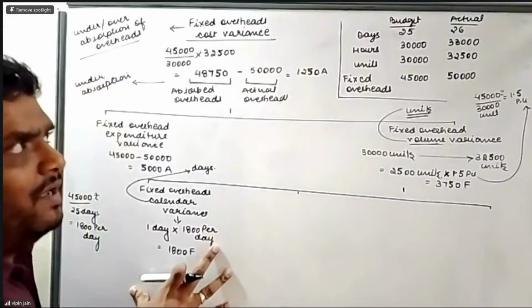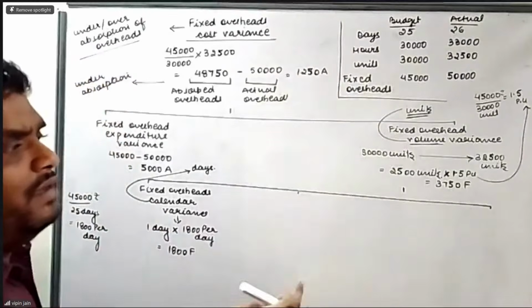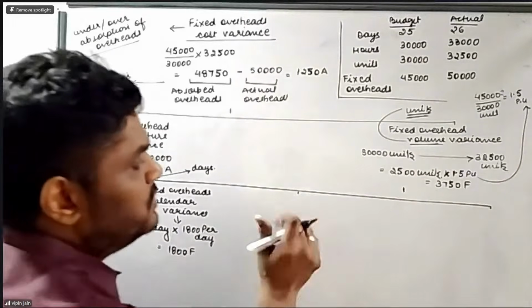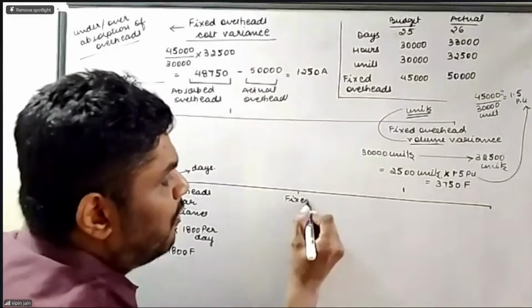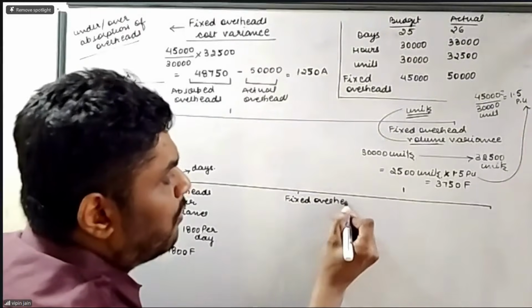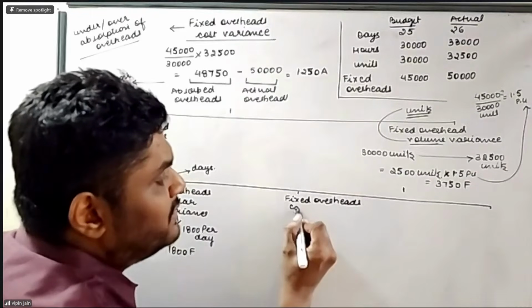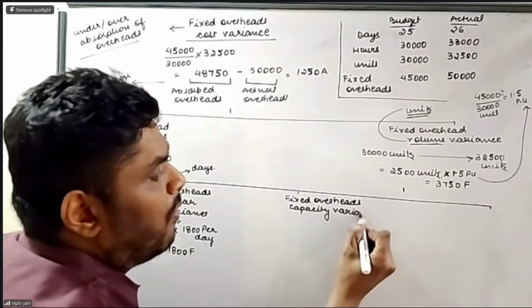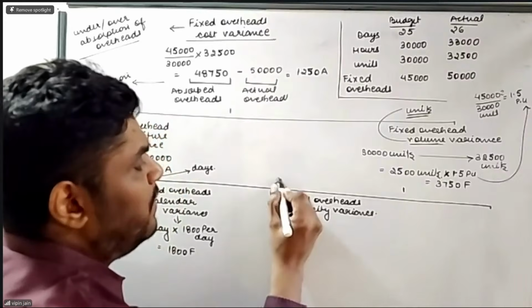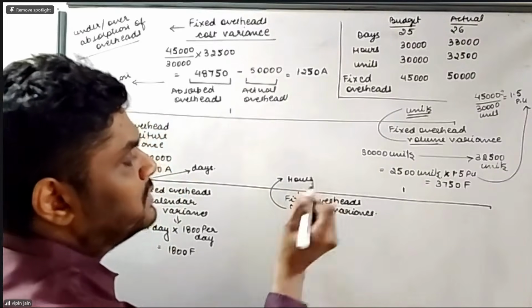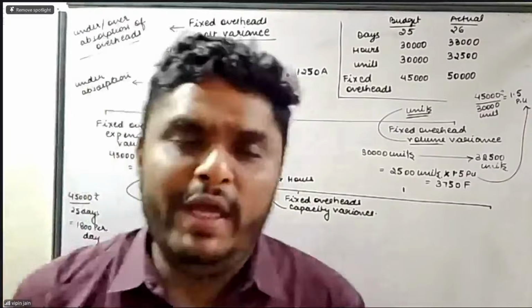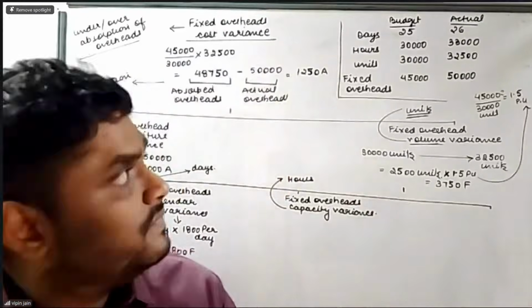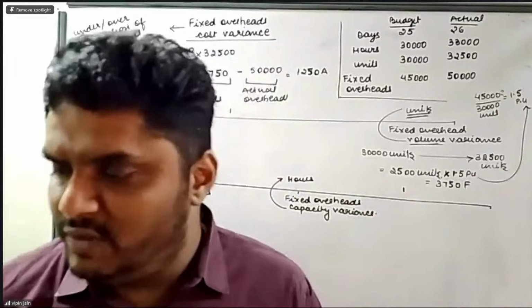So we are done with days now. Let's move towards the next part, that these extra units we manufactured because of days and because of hours. So next is fixed overheads capacity variance. It talks about hours. So Lohit, what will be the difference of hours? Can you please help me out with it? 3,000 hours. Okay.